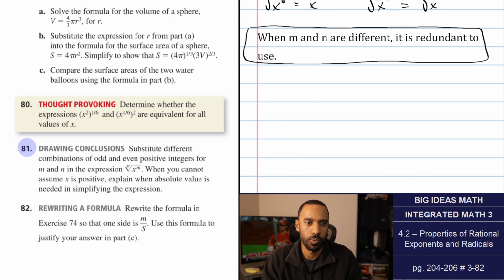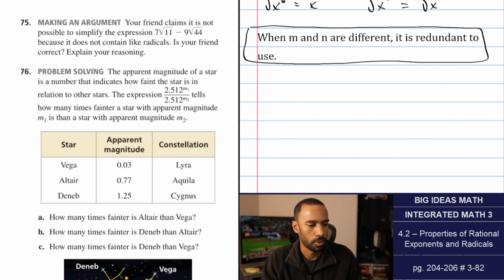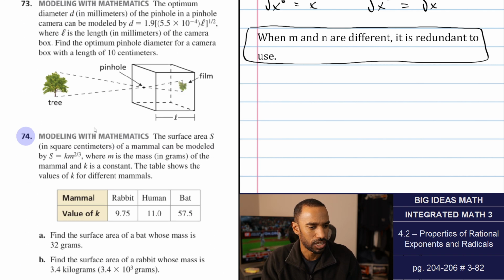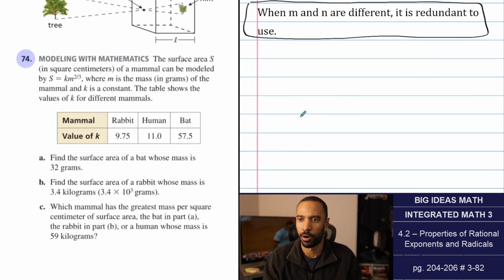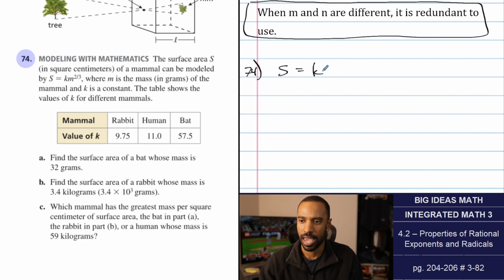Okay, so last question here is number 82 on rewriting a formula. It says rewrite the formula in exercise 74, so I got to find it, so that one side is m over s. Use this formula to justify your answer in part C. What was 74? Was that the density? Was that the human thing? Okay, so that was this one. So number 74, they said rewrite the formula so that one side is m over s. So s equals k m to the 2/3 power.